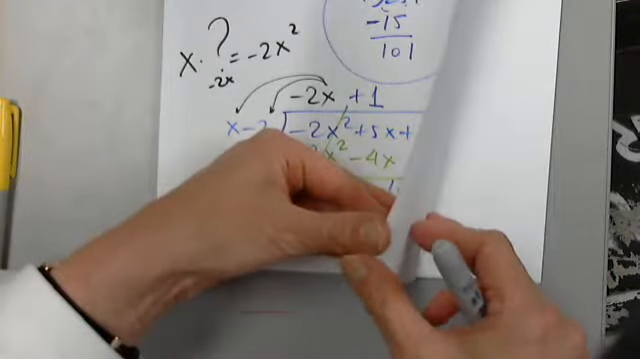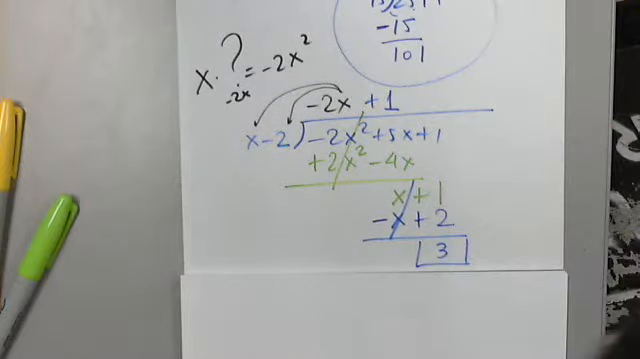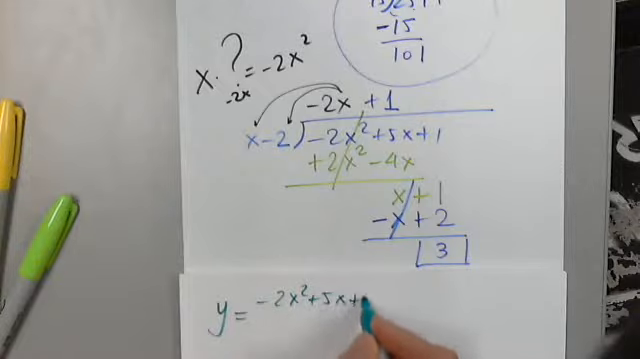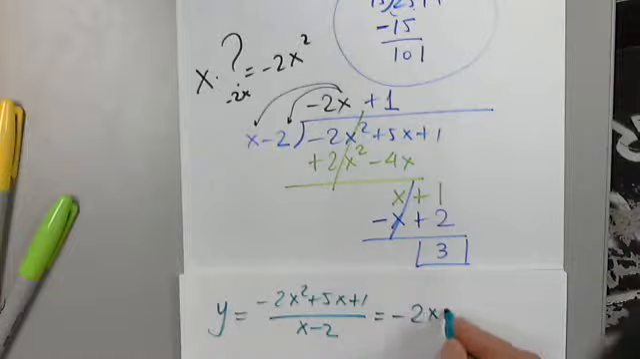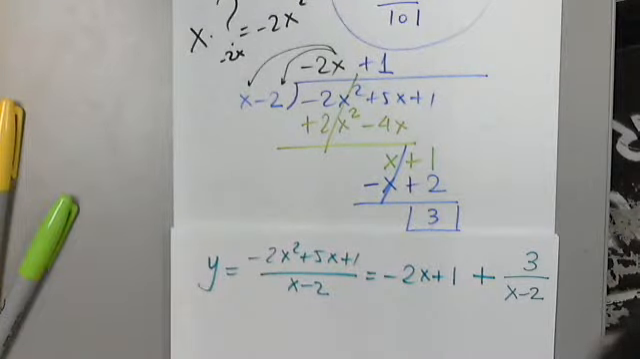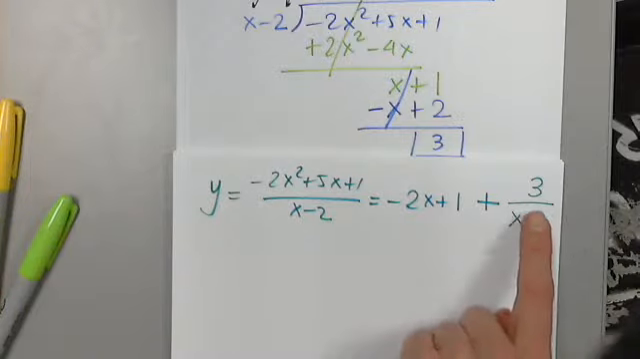the function that we started with now can look like this. So the function was negative 2x squared plus 5x plus 1 over x minus 2. And now this is negative 2x plus 1 plus the remainder over the divisor. Now, we did discuss this a long time ago. Can I say that x minus 2 is a factor of the top? No, because there is a remainder.